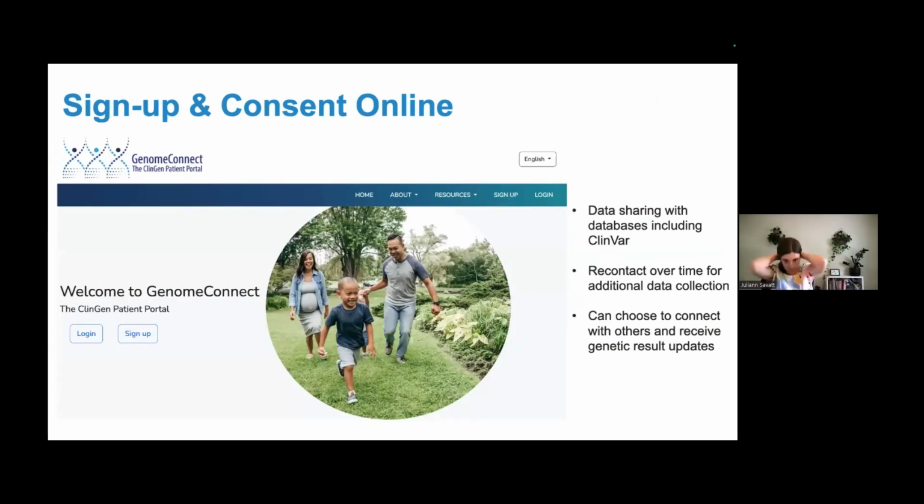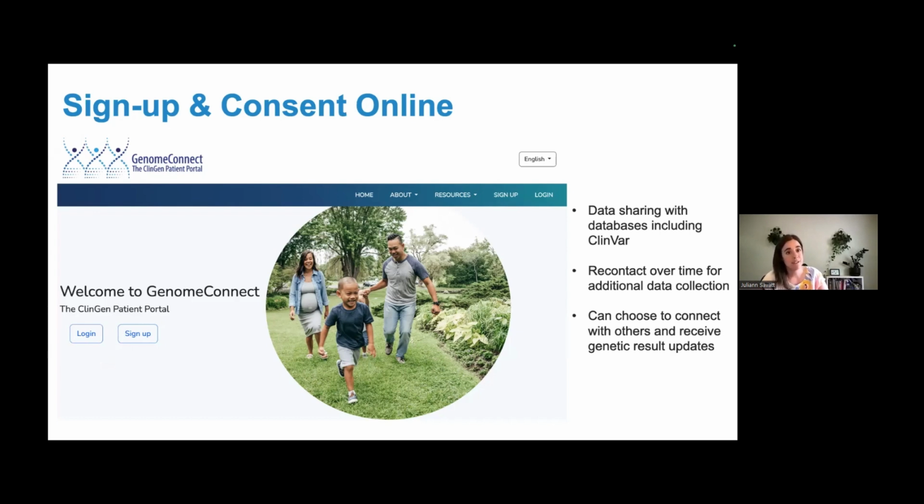So let's talk a little bit more about each of the individual steps that I just outlined on that slide. So first, individuals sign up and consent online. This is a screenshot from our website where an individual would go if they're interested in enrolling, or if they've already enrolled and want to log back into their account. As I said, there's a process to set up an account, and then an individual will review our consent form. The consent form essentially includes de-identified data sharing of genetic and health information with databases such as ClinVar. We'll talk a little bit more about that today.